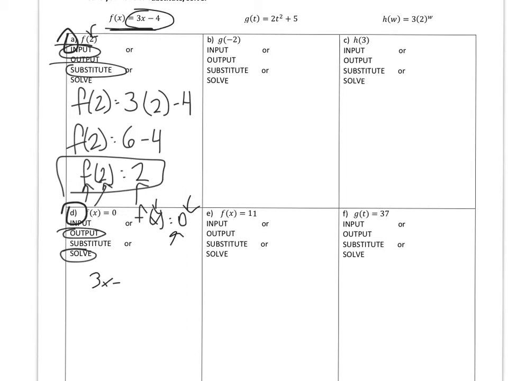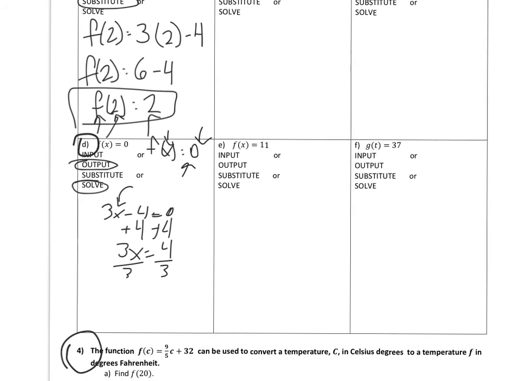So 3x minus 4 equals 0 because we're trying to solve for this input. And then you just solve a linear equation, which you've done multiple times before. Add 4 to both sides, and we get 3x equals 4. Divide by 3 to undo multiplication, and we get x equals 4/3.